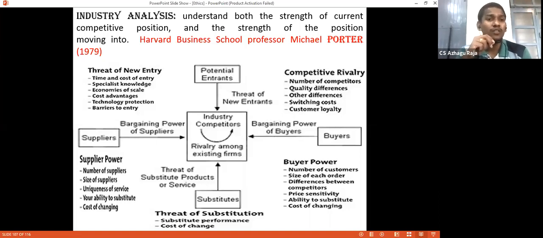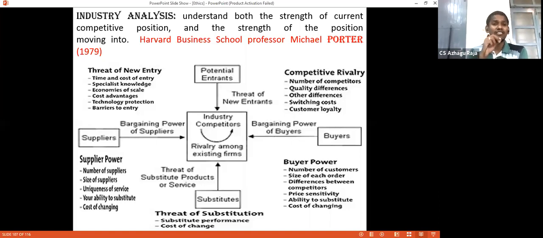Here they try to understand both the strength of the current competitive position and the strength of the position moving into, right? It is the industry analysis. It's not only about the present position, but how to sustain the competition and sustain this position in the future also. That is what this industry analysis is.